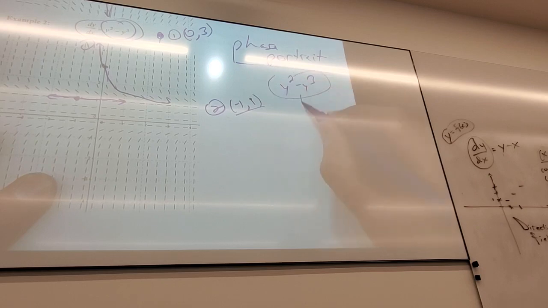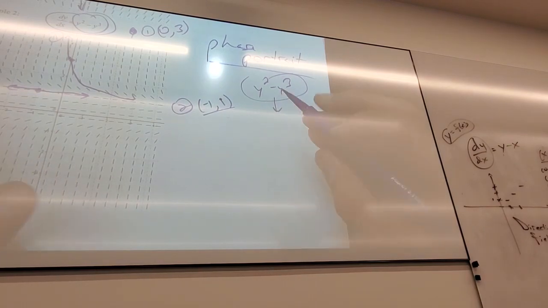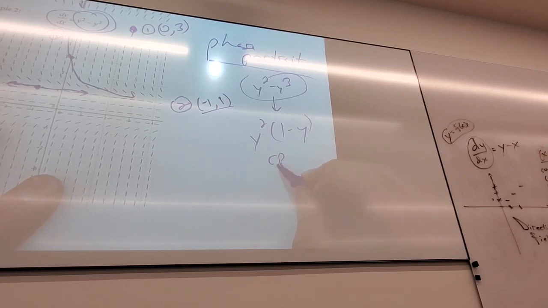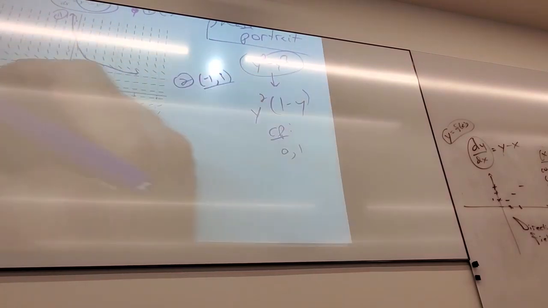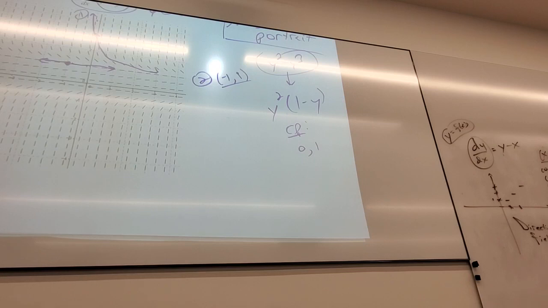Factor this. y squared times (1 minus y). Okay, so the critical points would be 0 and 1. That correlates to where the flat lines are, correct? Okay, so here is what the phase portrait would look like as soon as I find blank paper.